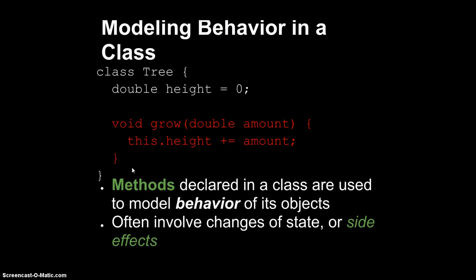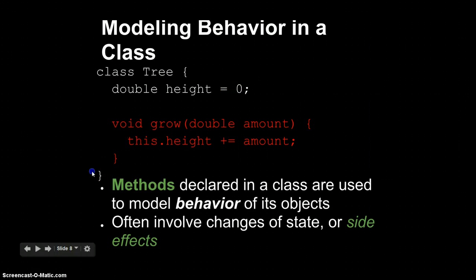And the way we model this behavior oftentimes is through changes of state, which are known as side effects. So, in this case, what's happening here? Well, when we call our grow method, this.height, the height of the tree, is going to increase by a certain amount. So we can model a tree's growth by increasing the height variable that it stores.